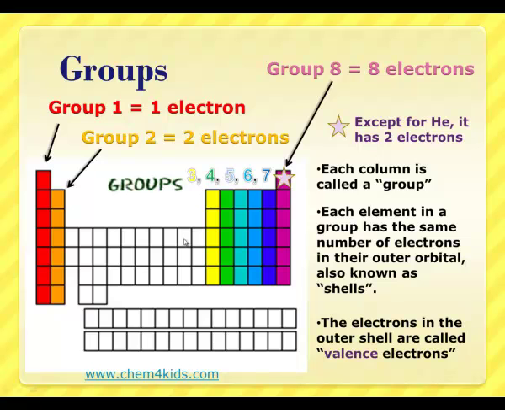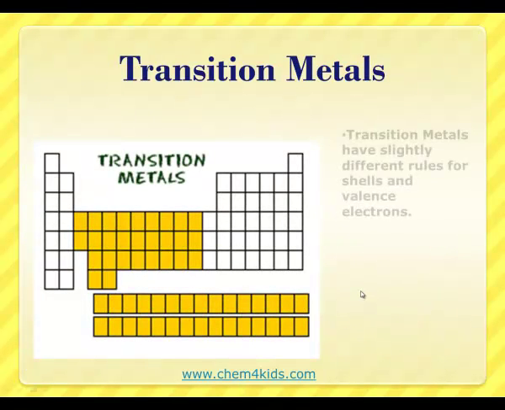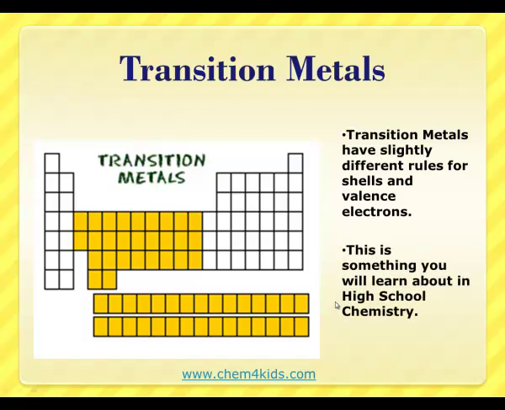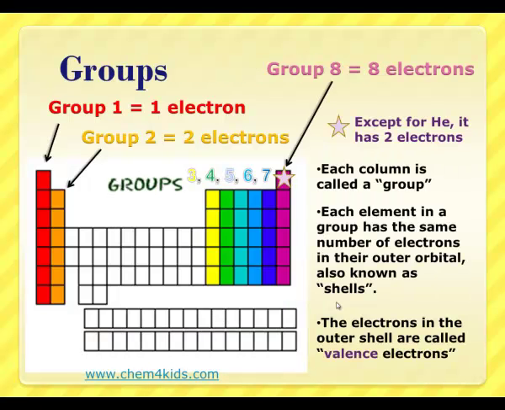These elements in the center are called transition metals. Transition metals have slightly different rules for shells and valence electrons, and this is something that you will learn about in high school chemistry. So the main thing that you are worried about are these groups here: 1, 2, 3, 4, 5, 6, 7, 8. That is the rule of figuring out how many valence electrons atoms have.